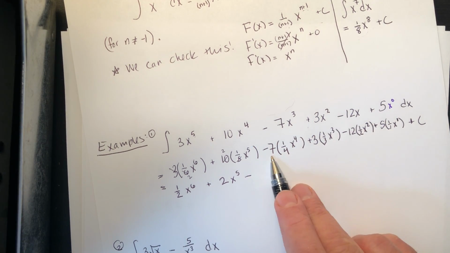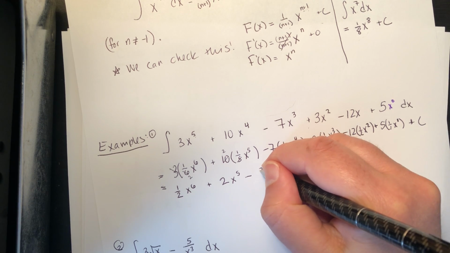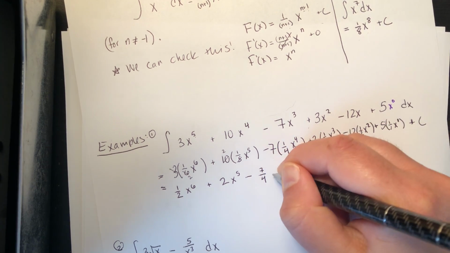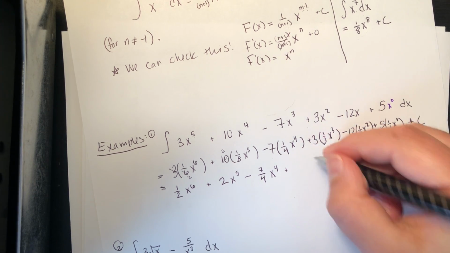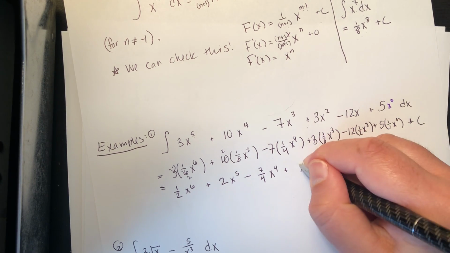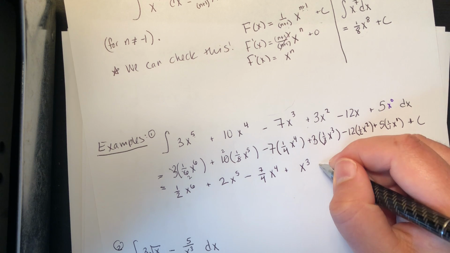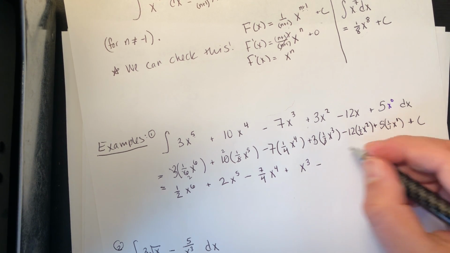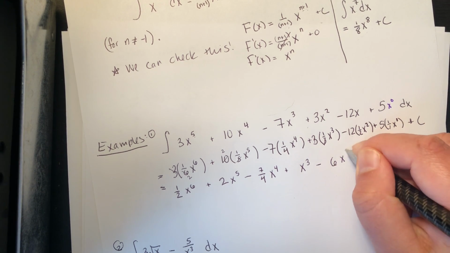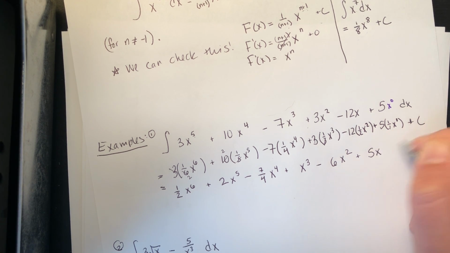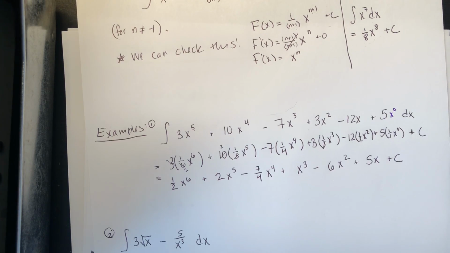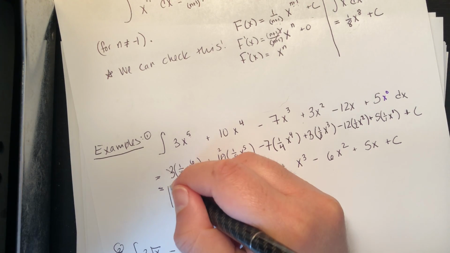Here, 7 times 1/4 doesn't give you anything nice, so just write it as 1 fraction, 7 over 4, x to the 4th, plus 3 times 1/3, this cancels out, and we're just left with x cubed, minus 12 times 1/2 is 6x squared, plus 5x to the 1, and finally plus c at the end. This is going to be your antiderivative right here.